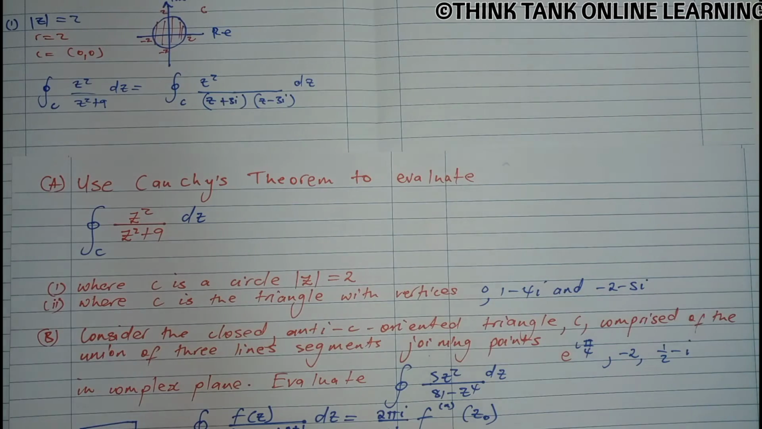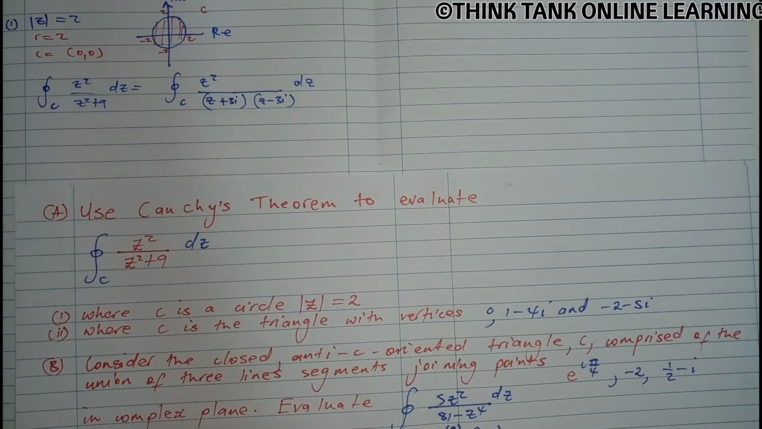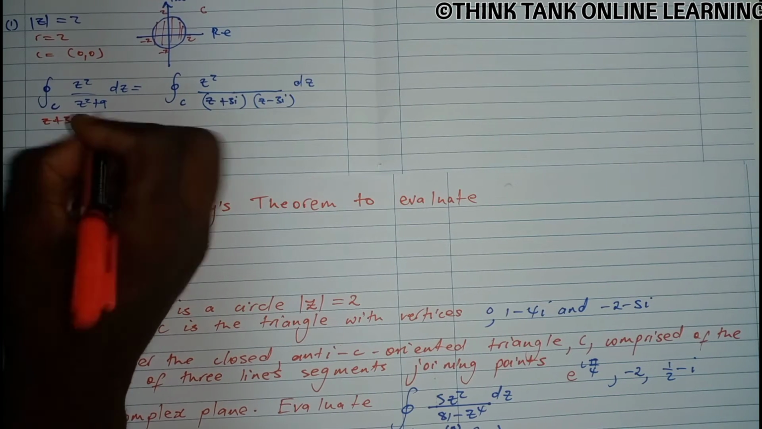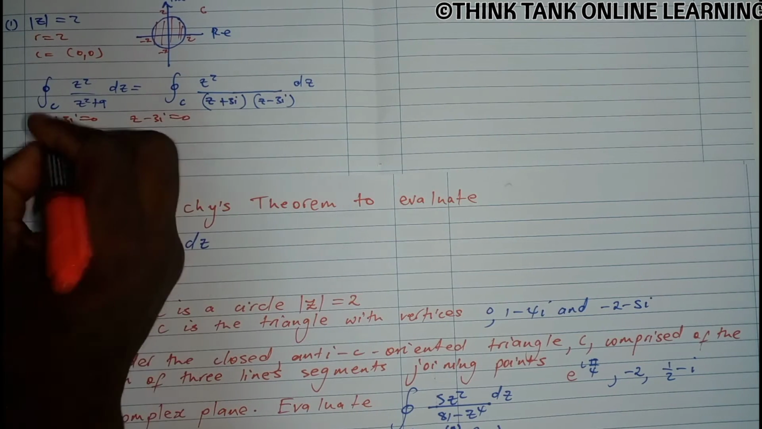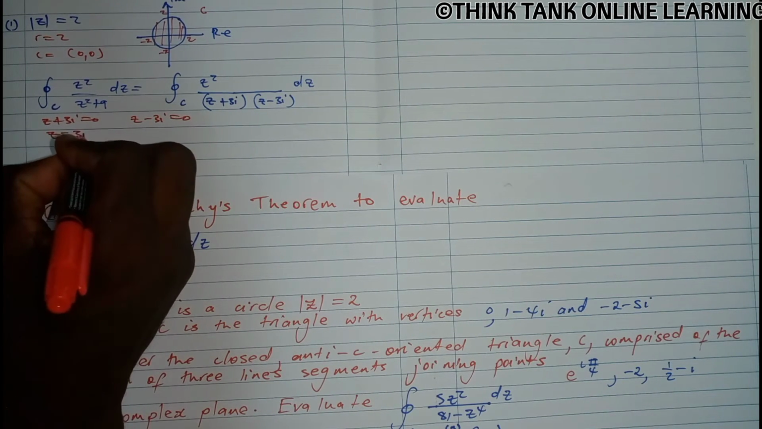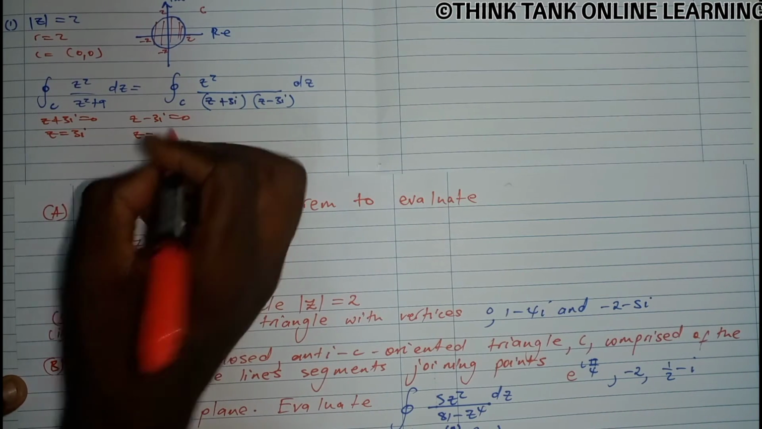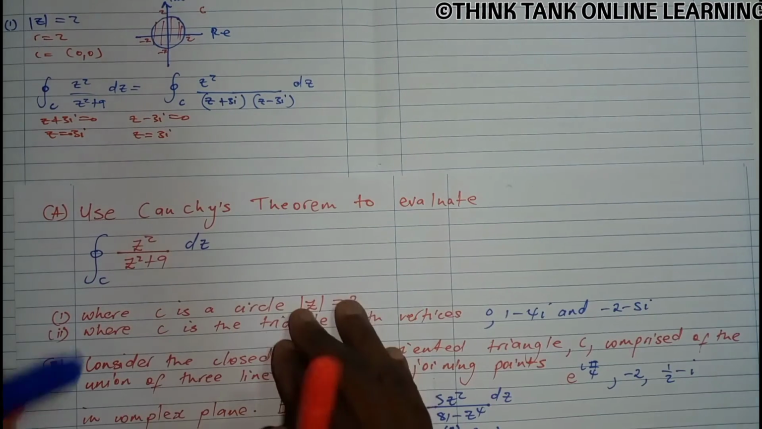Now let's look at the denominator. We're going to find the singularities. I'm going to say z plus 3i equals 0, and z minus 3i equals 0. So z is going to be equal to negative 3i, and z is going to be equal to positive 3i.